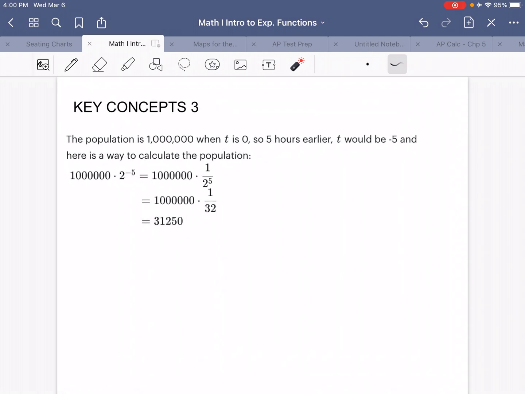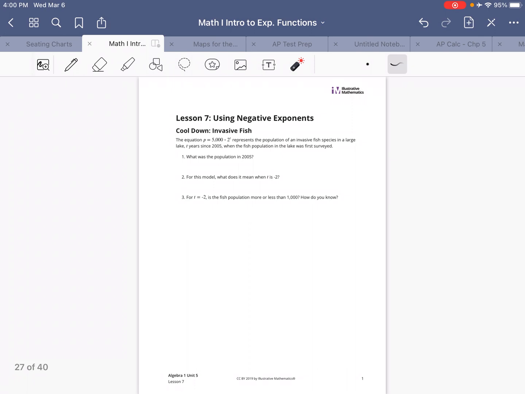And a negative exponent means dividing, because if we're doubling, we're multiplying by 2, but when we go back in time, we do the opposite. We divide by 2. So let's take a look at this.